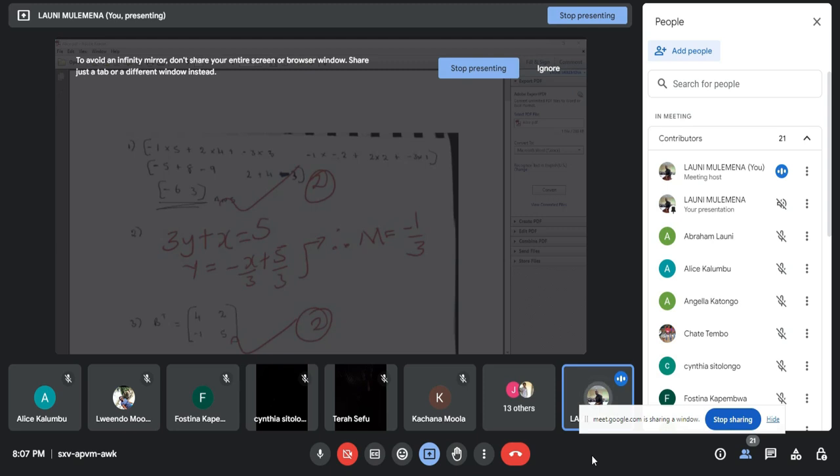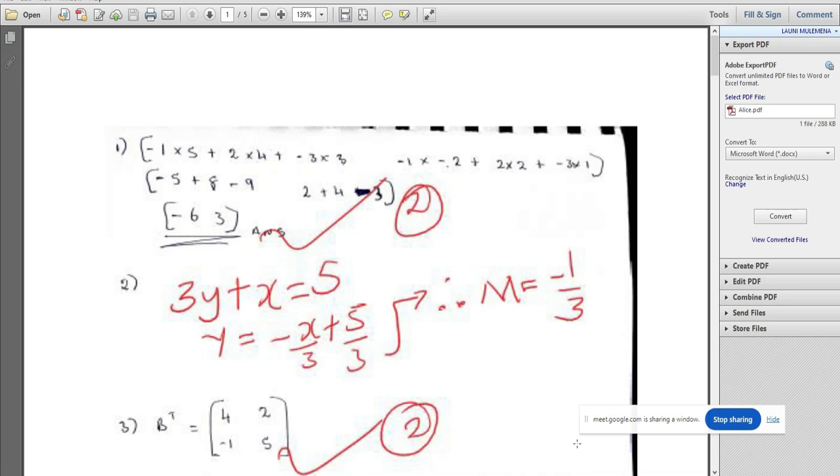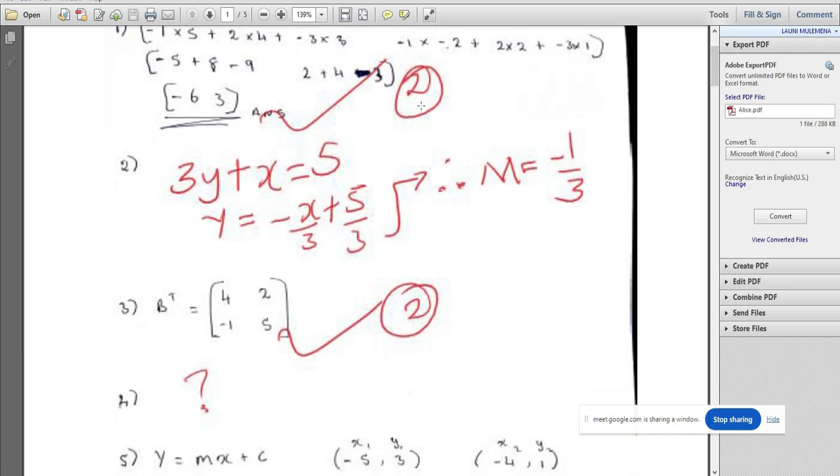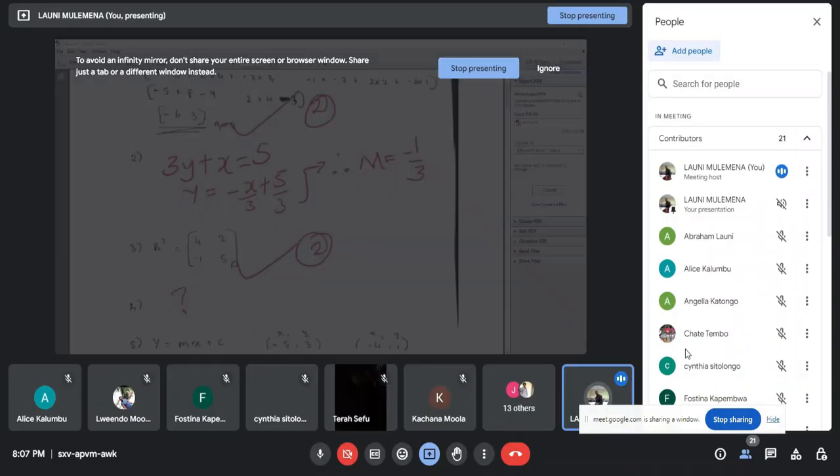So this was the work from Alice. As you can see, after she was done with the calculation, she scanned her work, and through scanning the work, I was able to mark with a red ink, to give a mark and also to comment. This was the first page, where I gave her 2 marks, and this one in red was my calculation. We're just trying to explain about the gradient aspect.